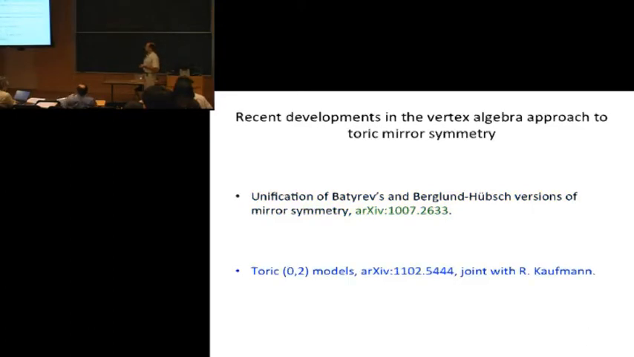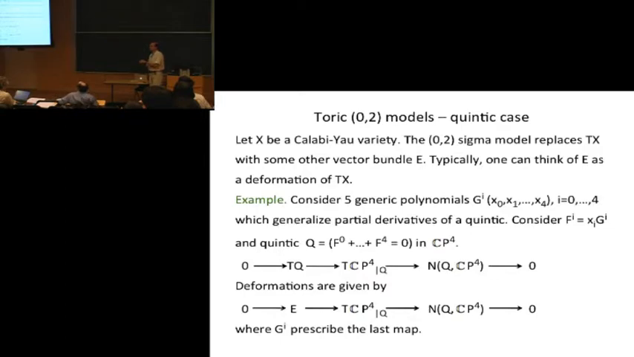Now the next part of my talk is the toric (0,2) models, joint work with Ralph Kaufman. Essentially, it boils down to being able to understand at the level of the half-twisted theory a remark at the end of Witten's phases paper. The (0,2) model is a sigma model, but you replace the tangent bundle with some other vector bundle. Typically, you can think of it as a deformation of the tangent bundle. You want some conditions on the Chern classes, so deformations would work.